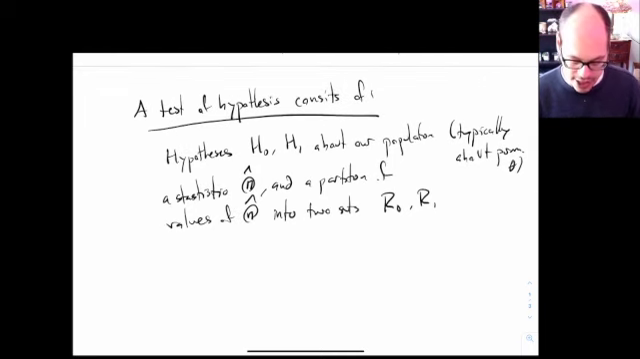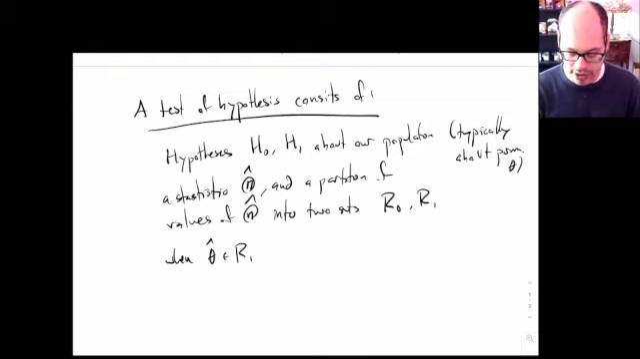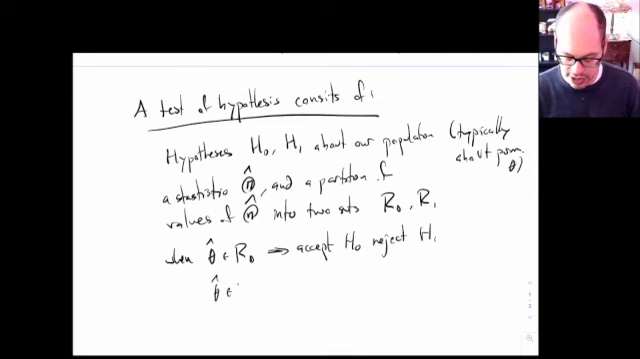Okay. And then when the observed value of our statistic lies in R0, then we accept hypothesis 0 and we reject hypothesis 1. If theta hat is in R1, then we accept hypothesis 1 and we reject hypothesis 0.